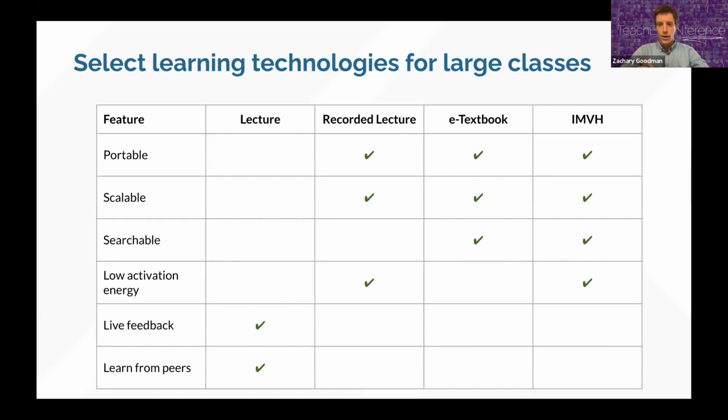So for example, while recorded lectures and e-textbooks can be accessed anywhere, and the marginal cost of these technologies is basically zero, e-textbooks can be searchable, but most recorded lectures aren't searchable, which might make it kind of hard for a student to find the specific place in the lecture they're trying to get information. And while a recorded lecture doesn't take much energy to just sit back and watch something, and might be a little bit easier for some students to get over that initial hump, the IMVH does have that. And so there's some advantages that it shares across these other technologies.